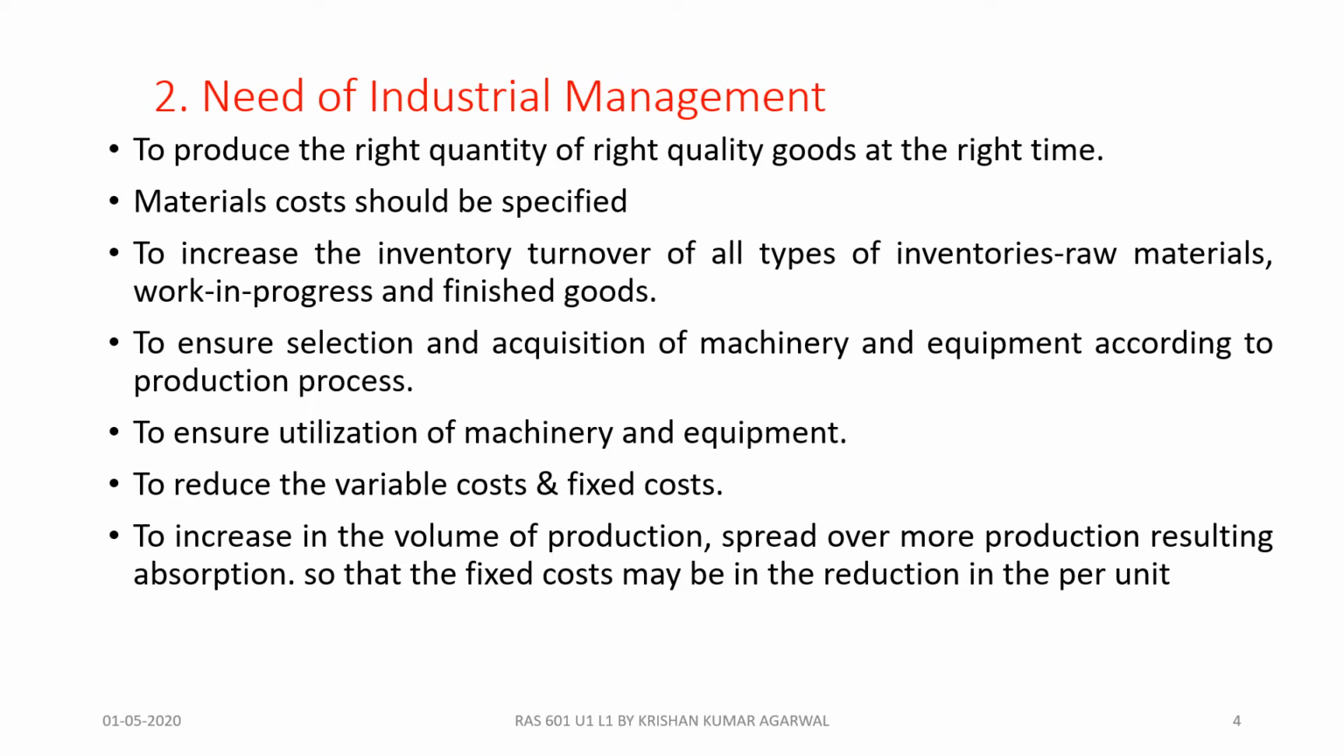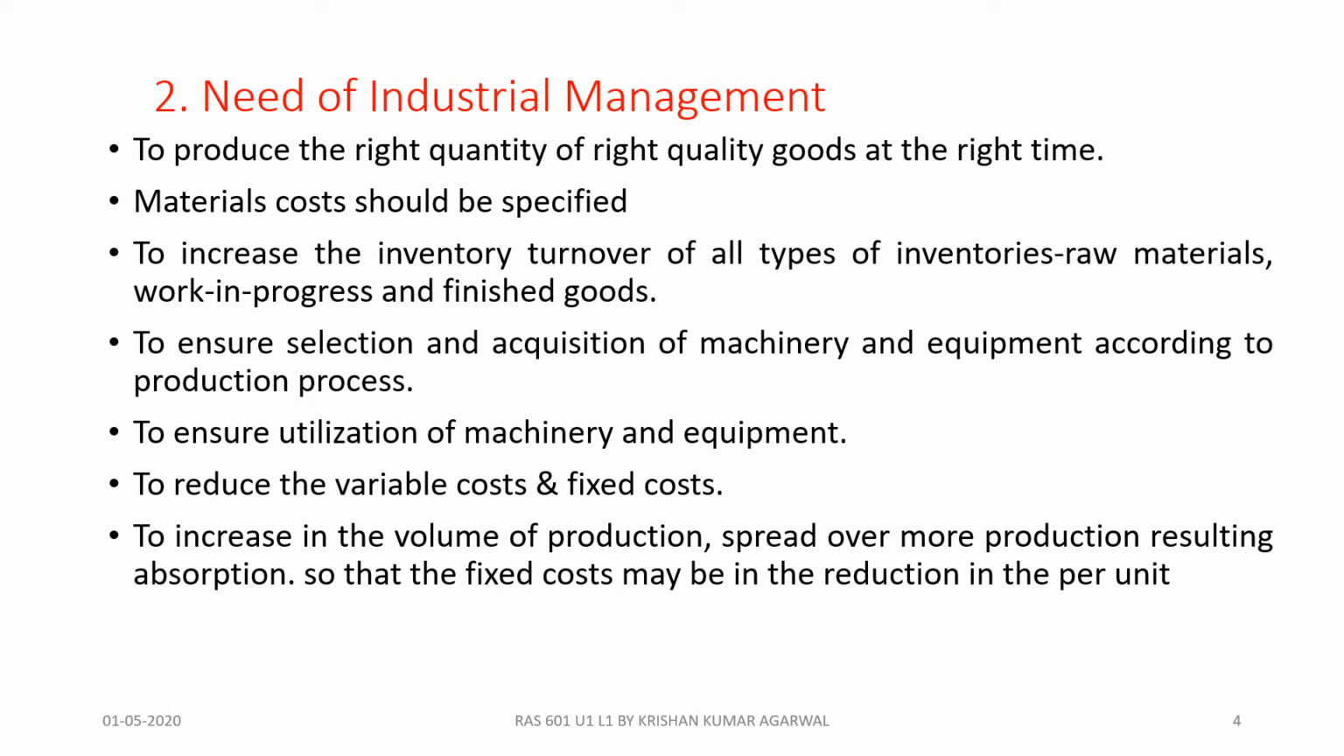The next possible objective of industrial management is to ensure the proper selection and acquisition of machinery and equipment as per the production process. We know that for different kinds of production processes, different machinery, equipment and tools are required, and so the main basic work of an industrial engineer is to select the most appropriate machinery. If new technology is available in the market, then new technology based automated machinery must be used in order to produce qualitative goods.